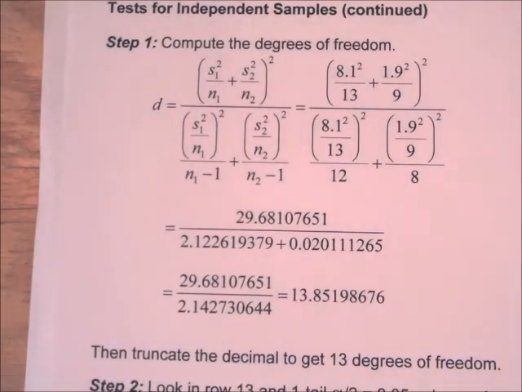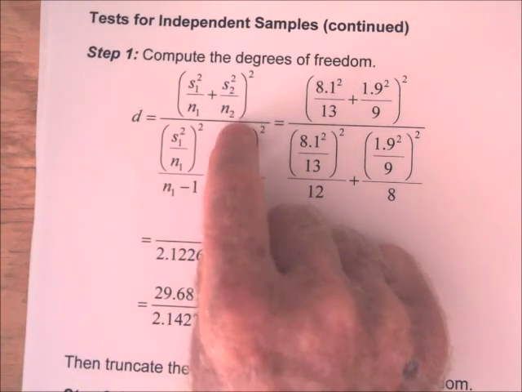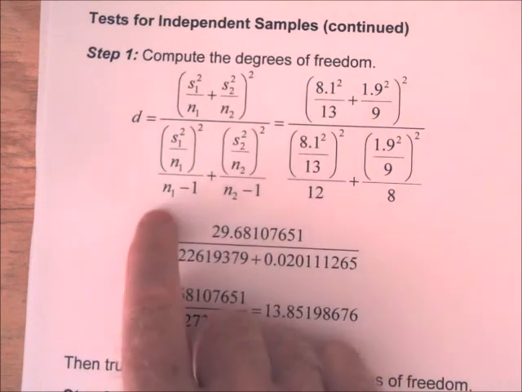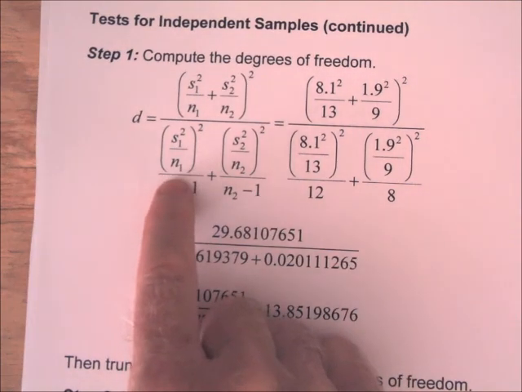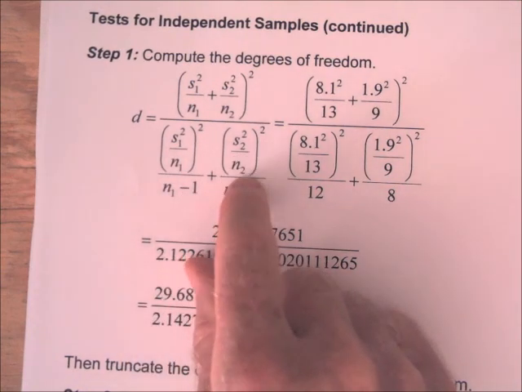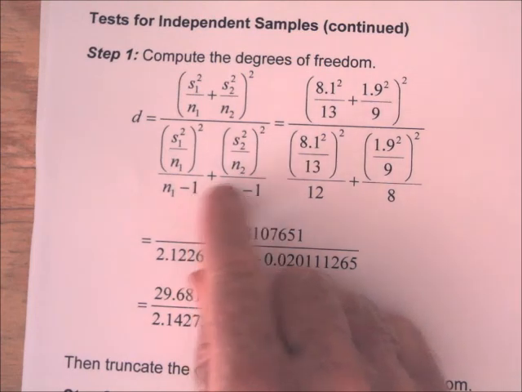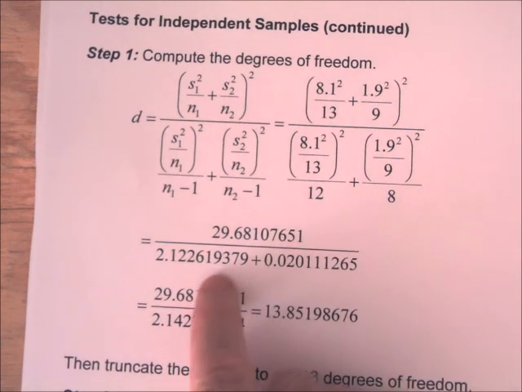First step is to compute the degrees of freedom, which would tell us which row to look at in the t-table. And it's kind of a complicated formula. S1 squared over n1 plus s2 squared over n2, and the whole quantity squared. And then do s1 squared over n1 and square that, divide by n1 minus 1. S2 squared over n2, square that, divide by n2 minus 1. Add those two numbers and then divide.